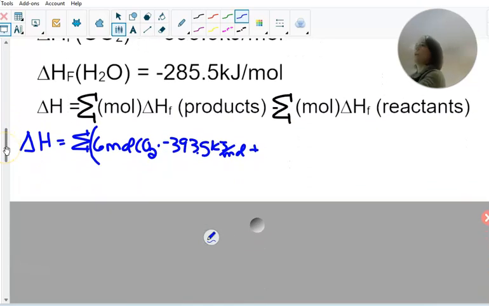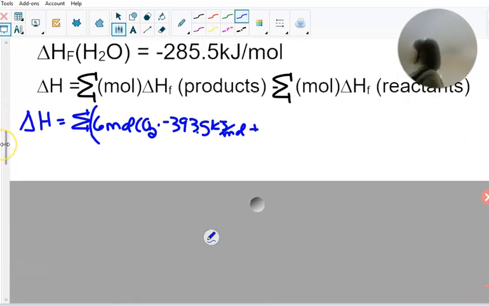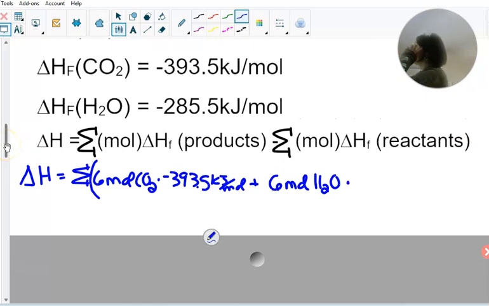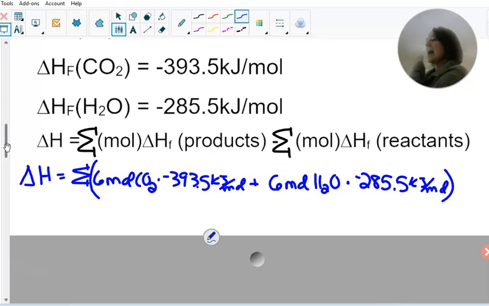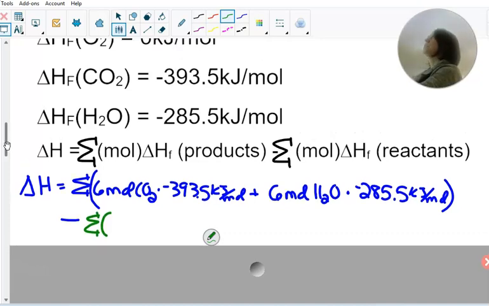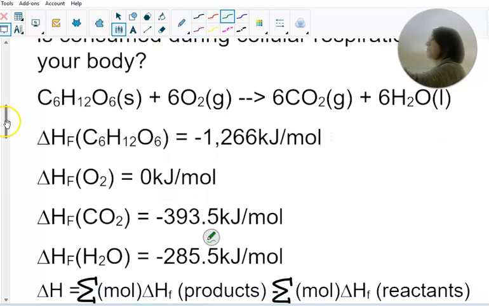So there's 6 moles of water. Double check. Yep, 6 moles of water. Times my enthalpy of formation for water, which is negative 285.5 kilojoules per mole. And then all of that minus the reactants. So it'll be the sum of, let's do glucose.